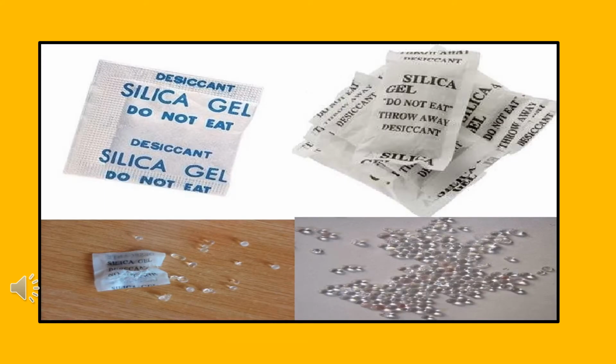Here you can see the picture of silica gel. Generally, this type of pouches we can see in our handbags, which contain silica gel. It is the substance which is capable of adsorbing some water vapor, so that the water vapor does not damage our handbags. So we can see this type of silica gel in our handbags in order to adsorb water vapor. Silica gel is the best example for adsorbent.